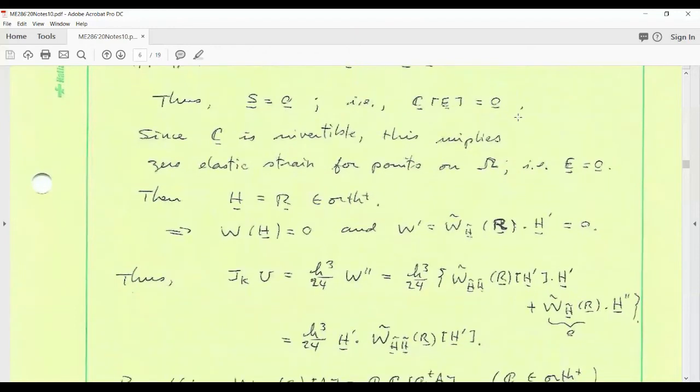So remember, E is a half H transpose H minus identity, so that means H transpose H is the identity, which means H is a rotation. It's equal to the rotation factor in its polar decomposition. The stretch factor is equal to the identity. Okay, so in the case of pure bending, the midplane value of the elastic deformation is a rotation field.